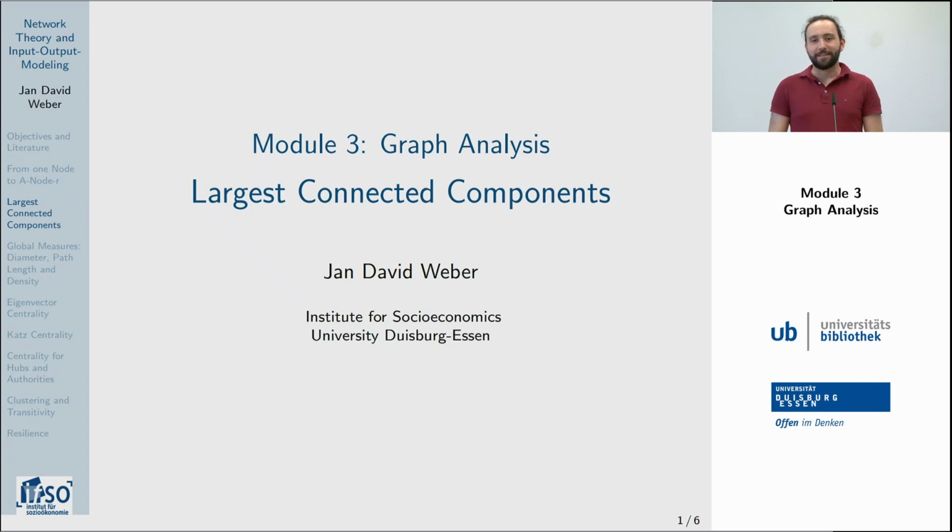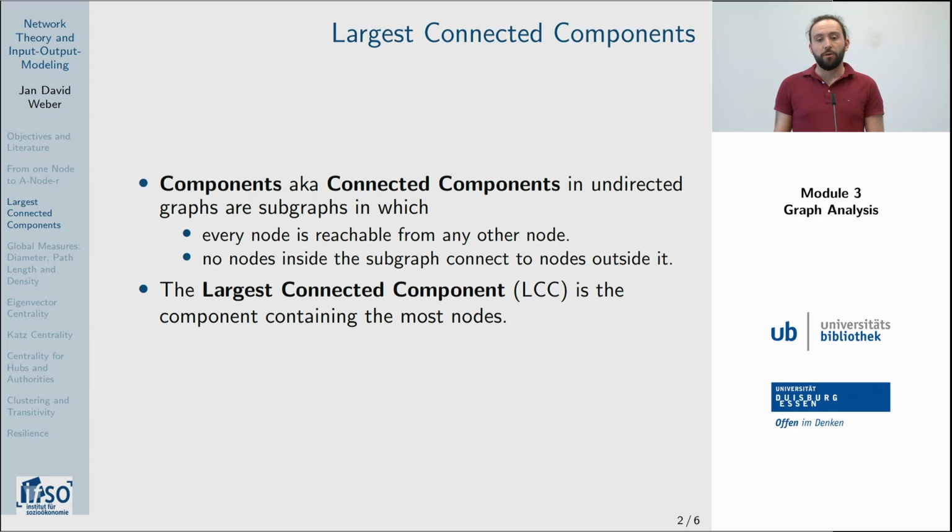Welcome to graph analysis. Now we're talking about largest connected components in a graph, or LCC for short. Largest connected component is really important if we have a graph that has multiple components or subgraphs that are not connected with each other. So in an undirected graph, a connected component is when a node is reachable by other nodes, and no node in the subgraph is connected to another subgraph.